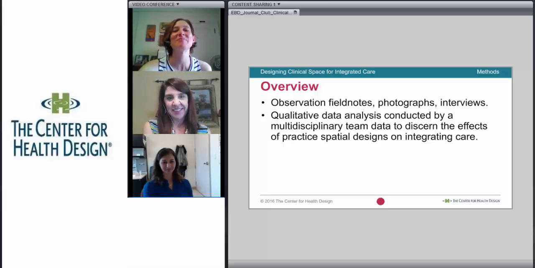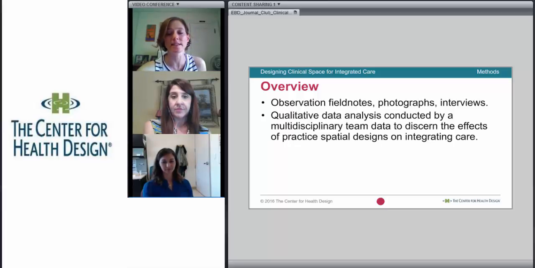But yeah, you're right in that qualitative researchers do not do brevity. There was a lot of data, a lot of documents that included observational field notes that we would take while we're in the clinics, photographs, as I mentioned earlier, and interviews with key stakeholders. And then the analysis piece, which took quite some time, was conducted by a big group of people from different disciplines to discern the effects of these practice spatial designs on integrating care.